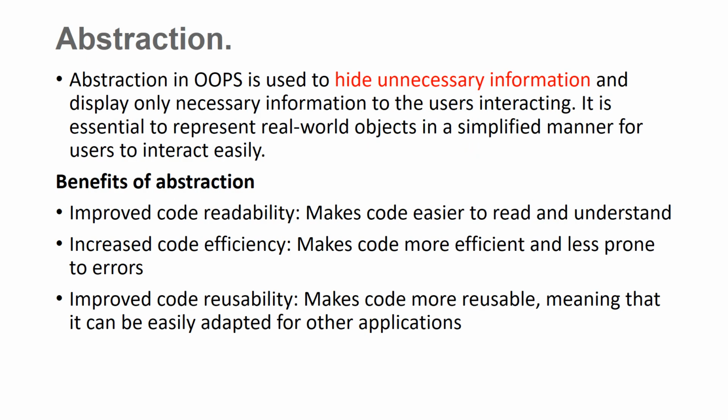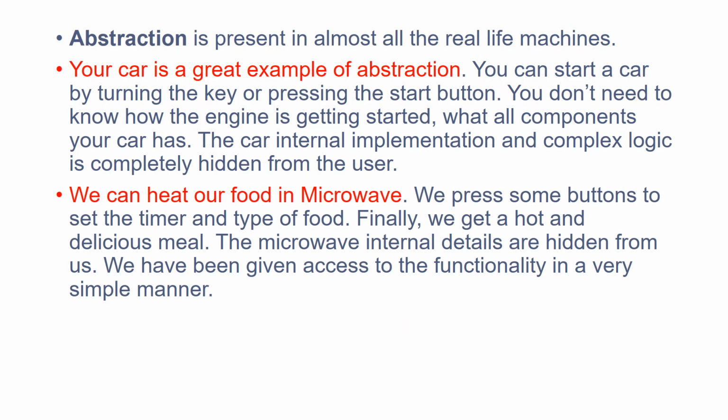Next one is abstraction. Abstraction in OOPS is used to hide unnecessary information and display only necessary information to the users interacting. It is essential to represent real world objects in a simplified manner for users to interact easily. What are the benefits of abstraction? Readability, efficiency, reusability. Abstraction is present in almost all real life machines. Car is an example of abstraction. You can start a car by turning the key or pressing the start button, but how the engine is getting started, all components, internal implementation, and complex logic are completely hidden from the user.